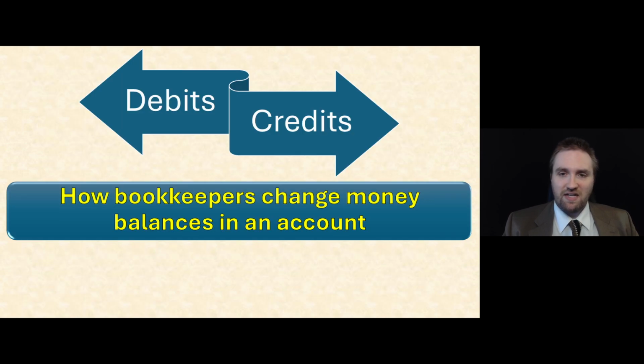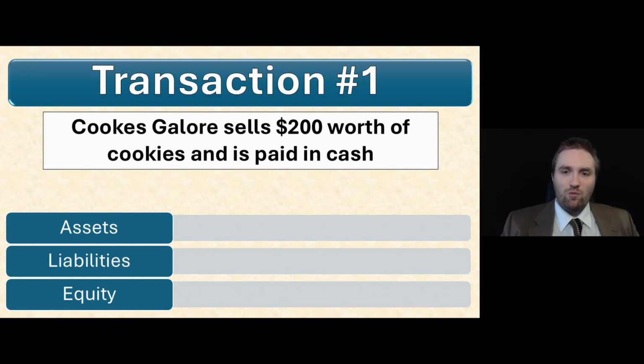We just learned that debits and credits are how you change the money balances in an account. So let's update the balances in the cash account and sales revenue account. First, let's identify where these accounts are at on the accounting equation. Cash is something the business owns, so it's an asset. Sales revenue increases the owner's claim, so it's owner's equity.